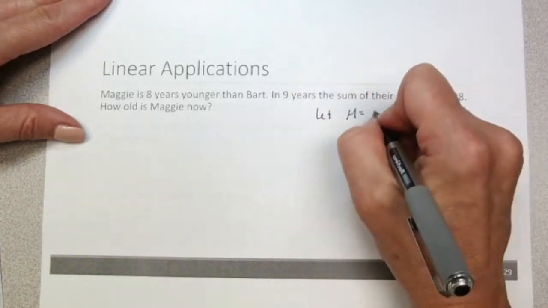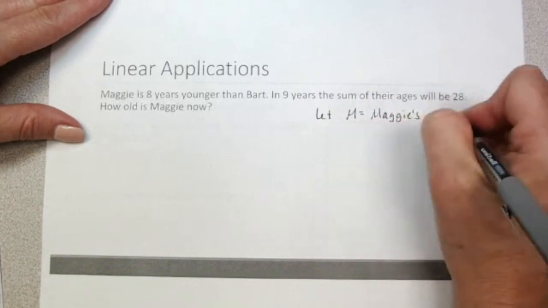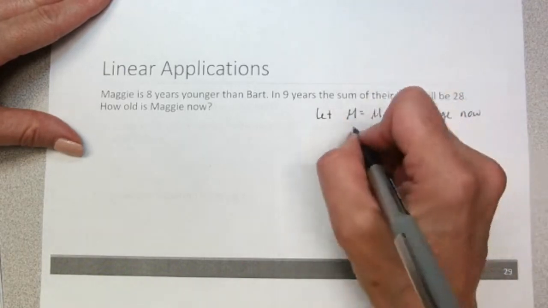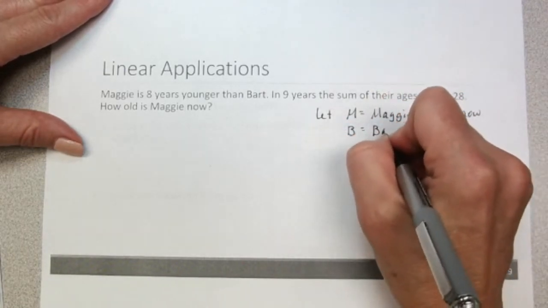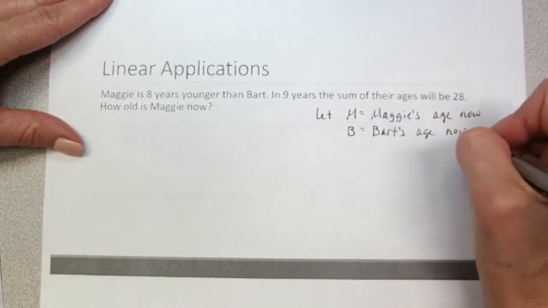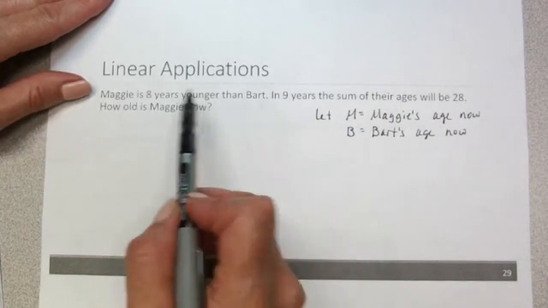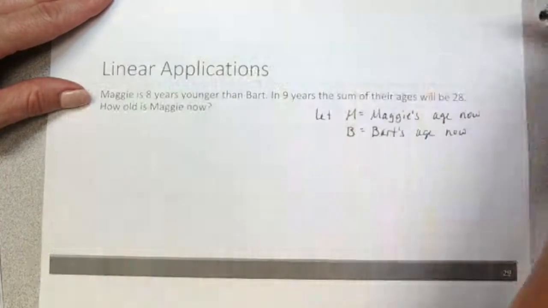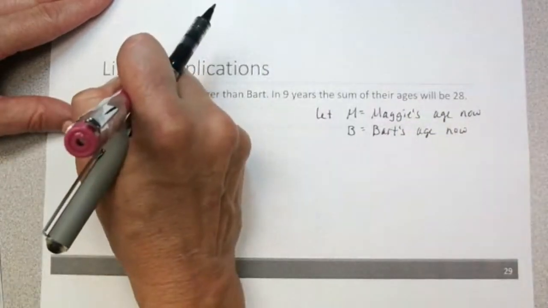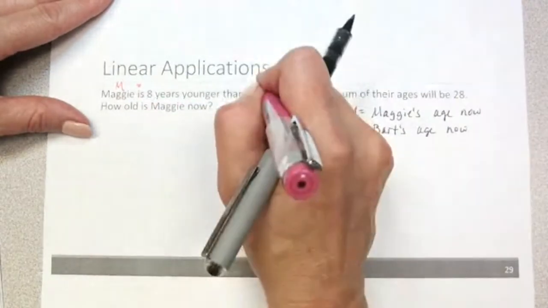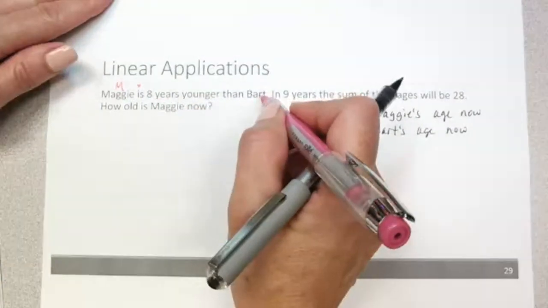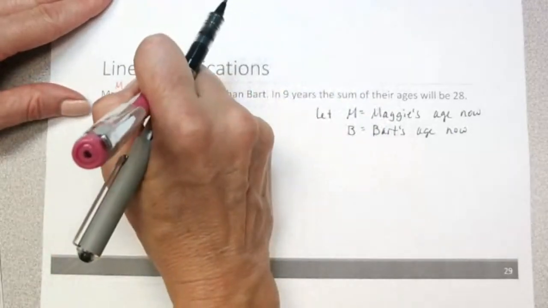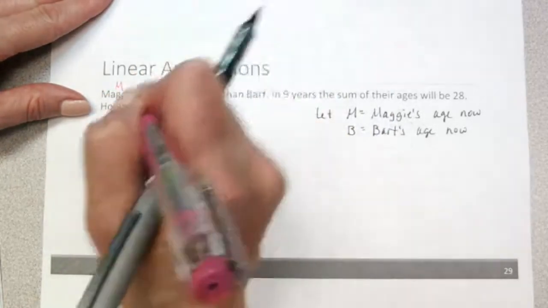We'll let M equal Maggie's age now. We also don't know how old Bart is, so maybe we'll let B equal Bart's age now. So there are a couple of variables. Maggie is 8 years younger than Bart. That's something we can translate. Maggie's age is M, that means equal, and Maggie is 8 years younger than Bart. If Maggie's 8 years younger than Bart, that means Bart is 8 years older than Maggie. So we could say that M equals B minus 8.